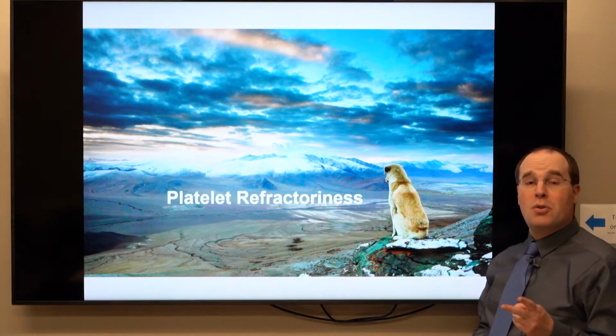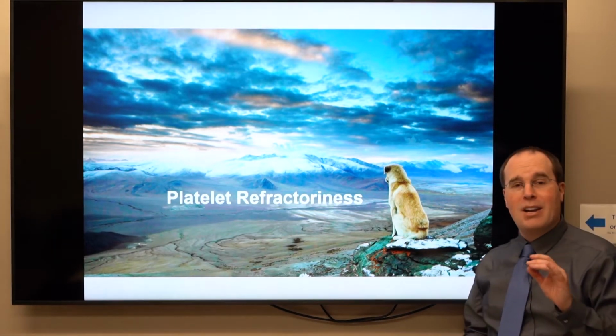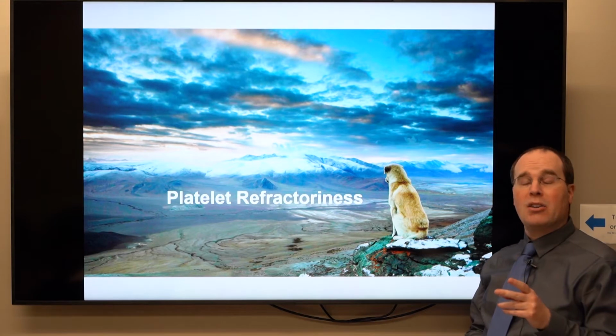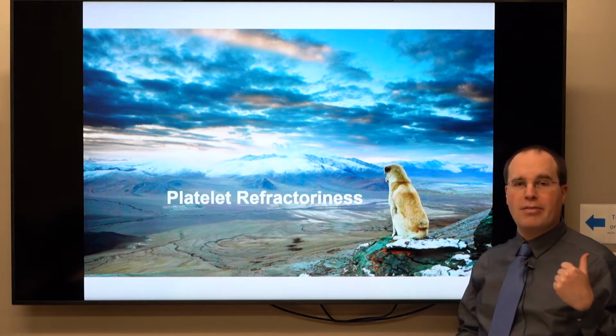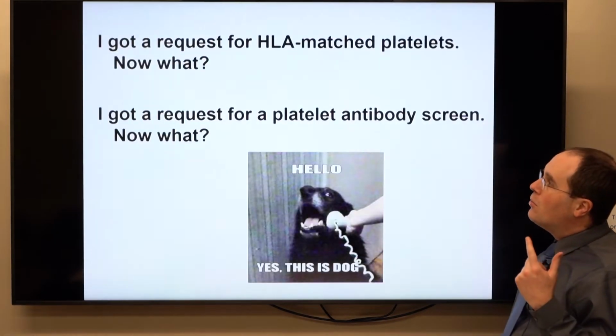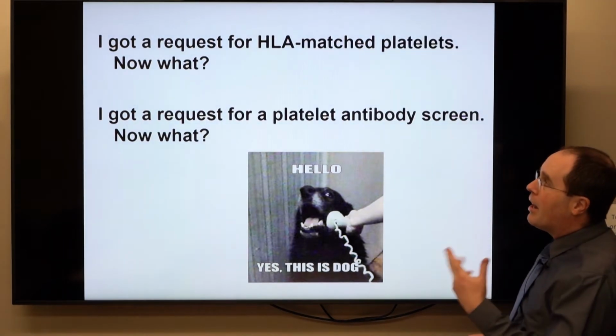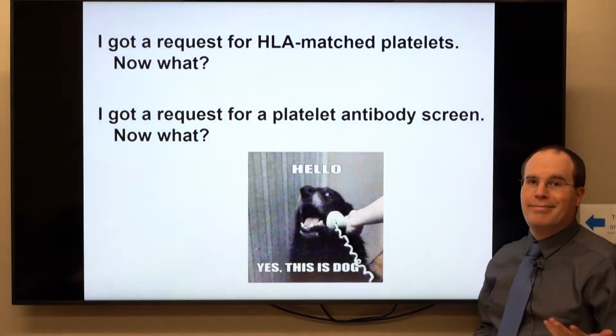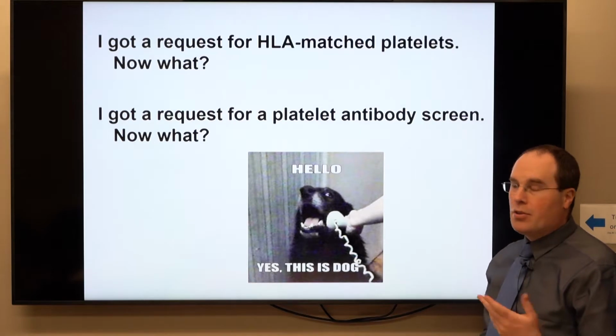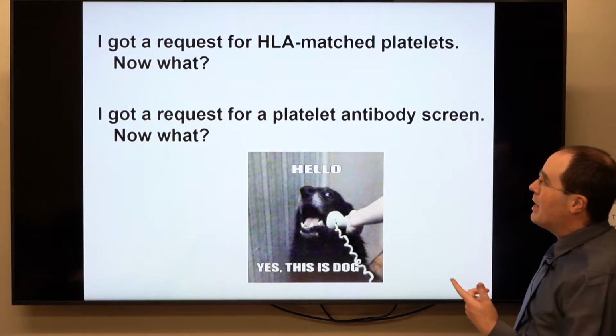Okay, this is part 2 of platelet refractoriness. I just wanted to add a few more nitty-gritty practical things to the talk that Tom Rafe just did. So I'm sure you'll encounter this. I got a request for HLA-matched platelets. Now what? Or alternatively, I got a request for a platelet antibody screen.